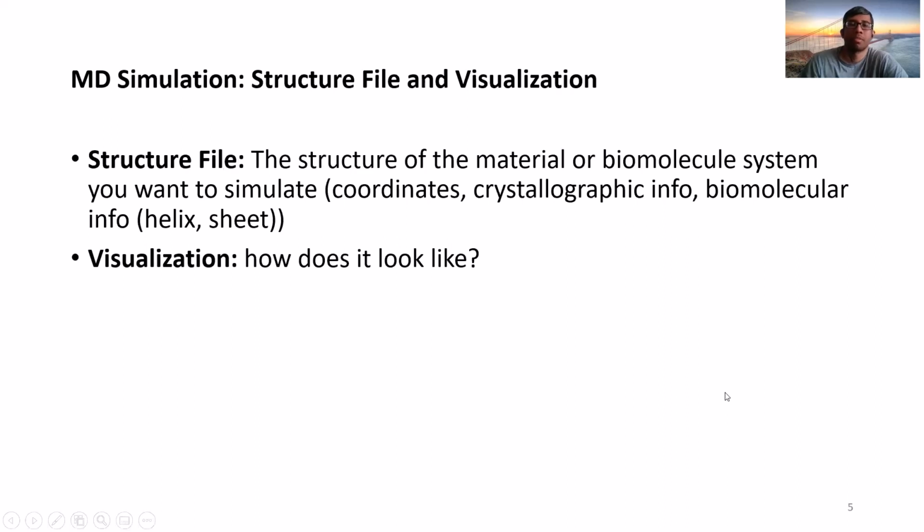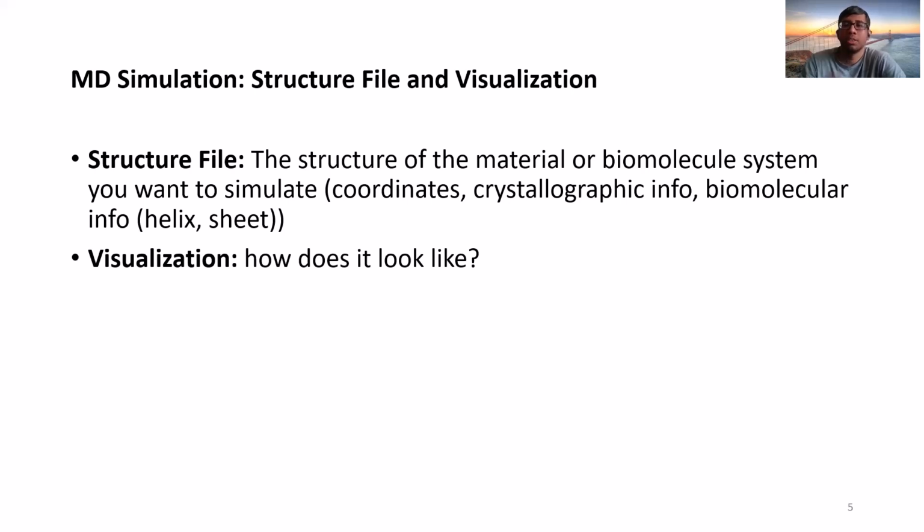So to begin with, you start with a structure file, the structure file of the material or the biomolecular system that you want to simulate. What is in that structure file? There are actually coordinates of the atoms. And if it's a crystal, there is probably additional information like crystallographic information. If it's a protein or a biomolecule, then probably there will be more information, like which portions are helix, which portions are beta sheet, something like that. So a structure file actually defines the structure that you are going to use for your simulation.